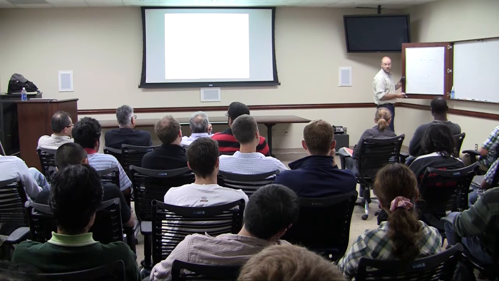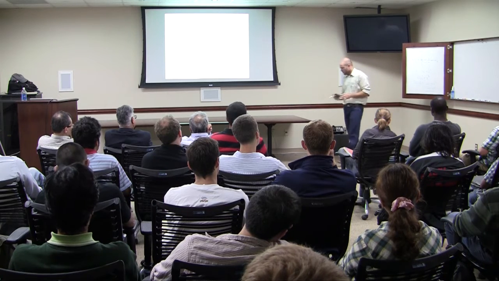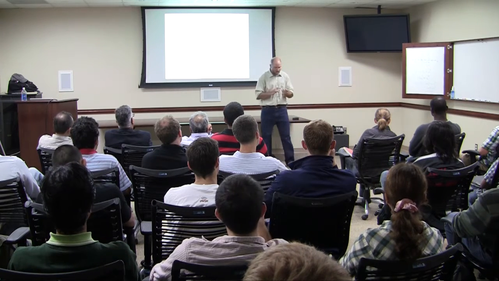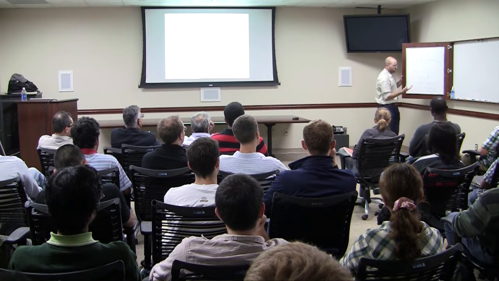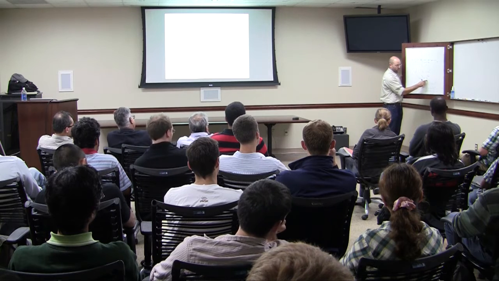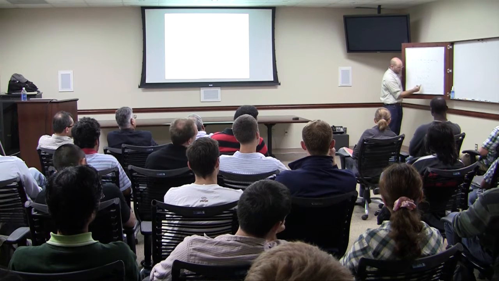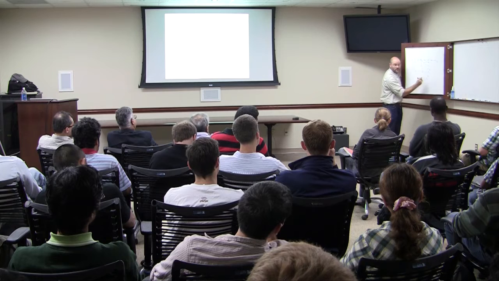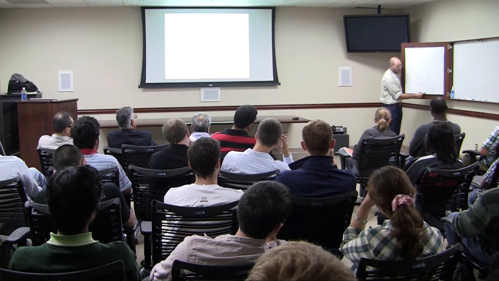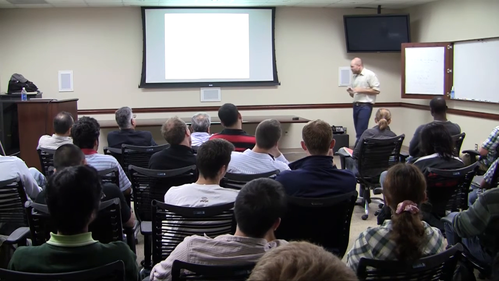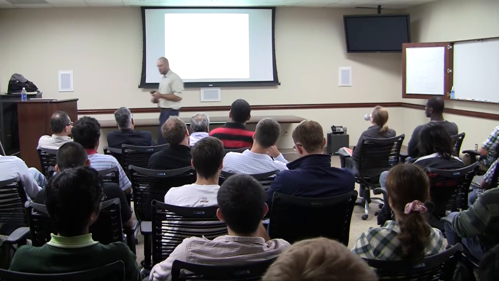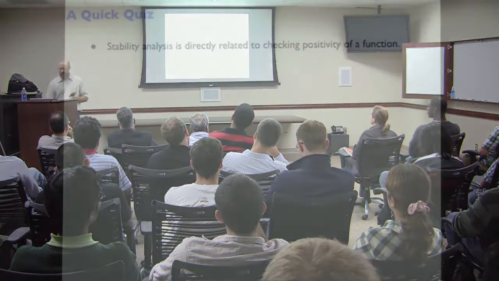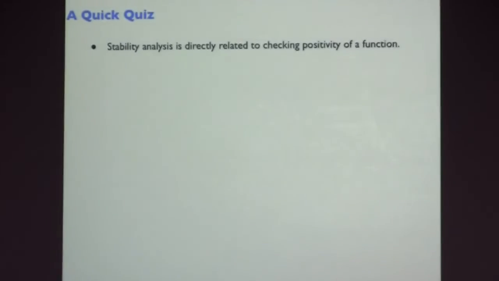It turns out we know that that's an exact replica. Okay, so the manipulations I had to do to make that work turned out to be pretty simple, right? I had to ensure that this thing was positive, and I had to ensure that this thing was negative over the region that I cared about. Okay, so it turns out Lyapunov analysis is about checking positivity of functions. Lyapunov stability analysis, in this case, is directly related to checking the positivity of a function.